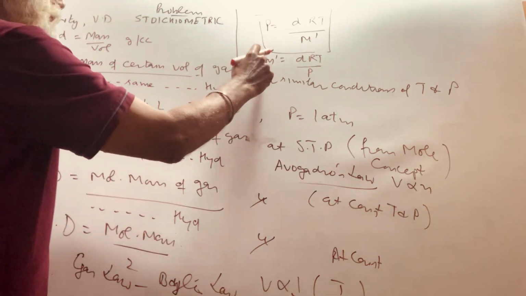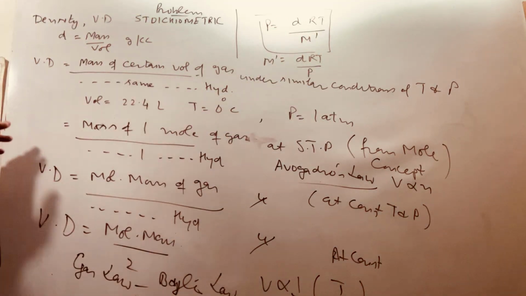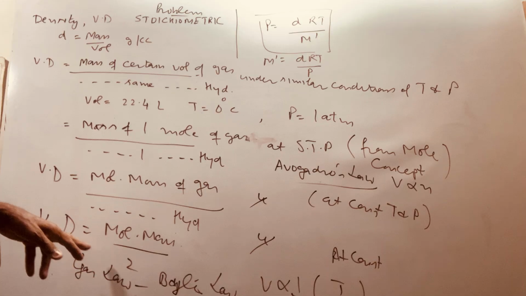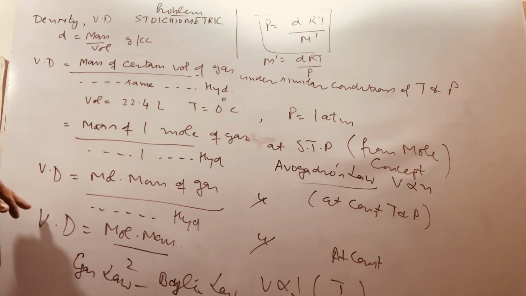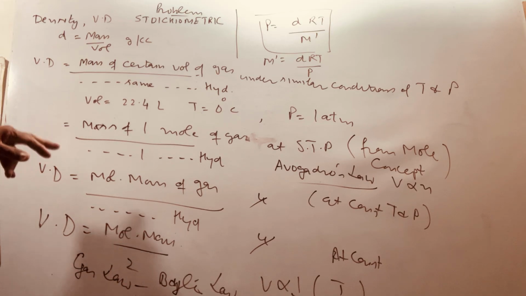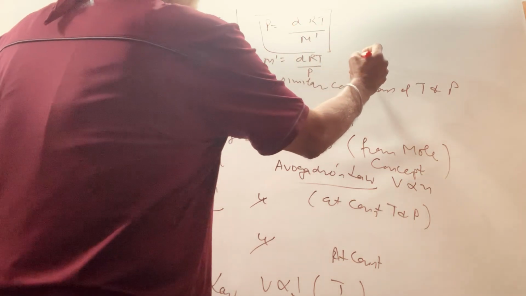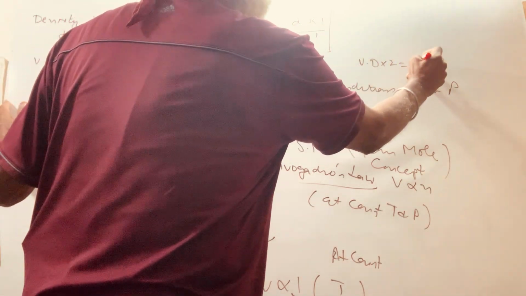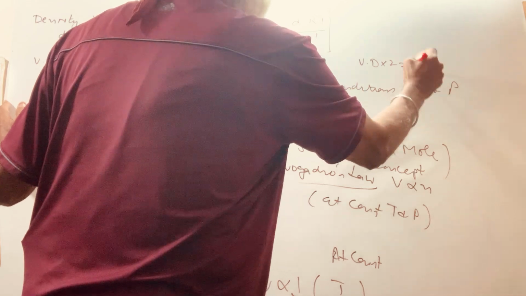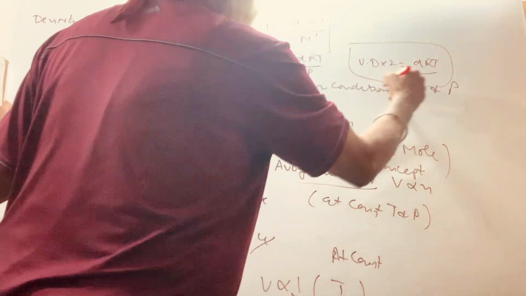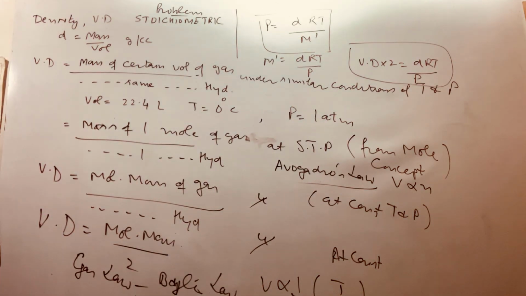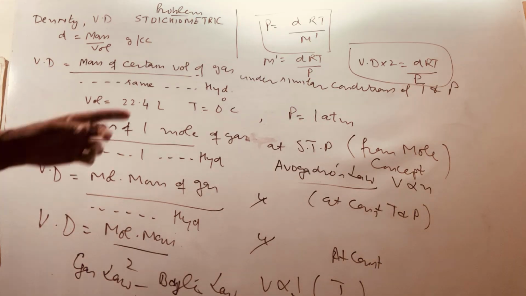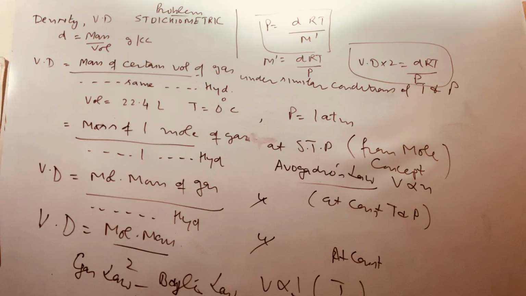So M dash is equal to, we have already seen, twice the vapor density. So therefore the vapor density into 2 is equal to dRT upon P. So this is the relationship between them. The relationship between vapor density and density is given by this equation that is based on the gas laws.